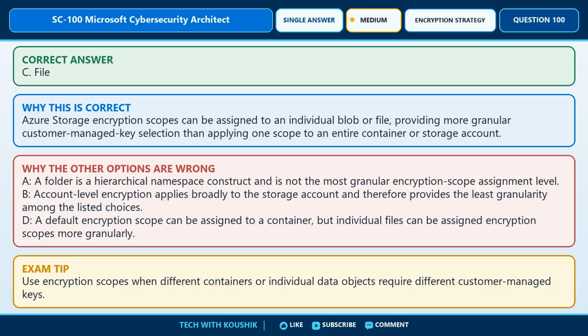The correct answer is option C, file. Here's why. Azure Storage encryption scopes can be assigned to an individual blob or file, providing more granular customer-managed key selection than applying one scope to an entire container or storage account.